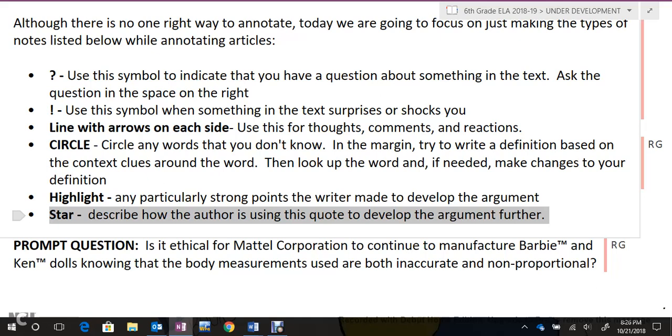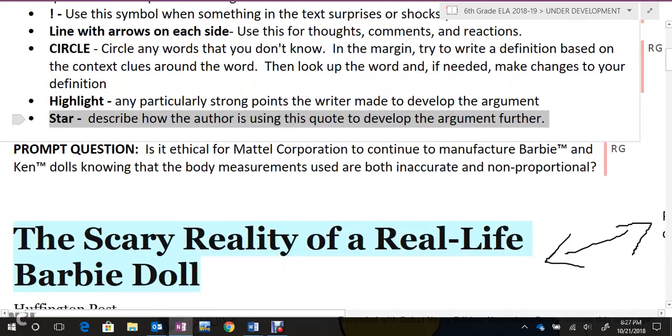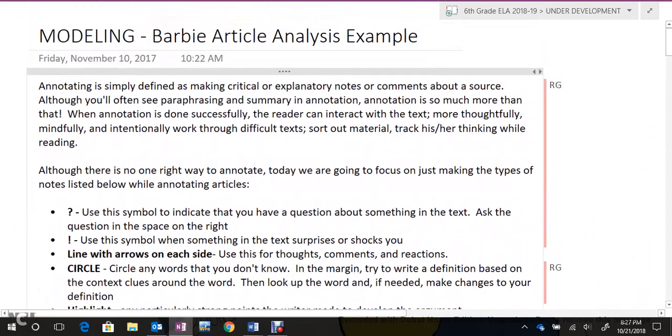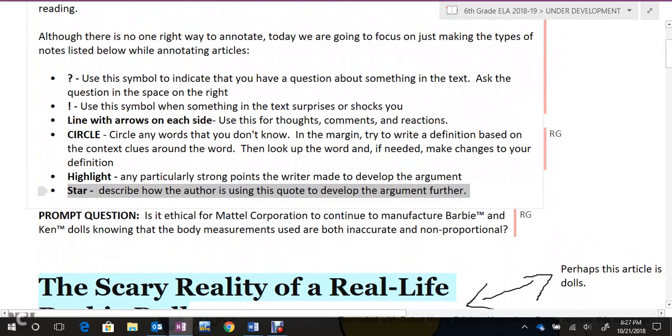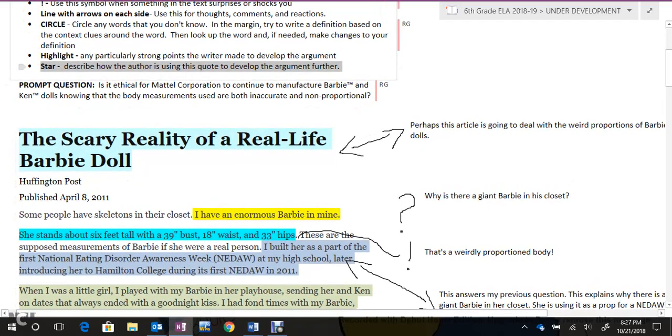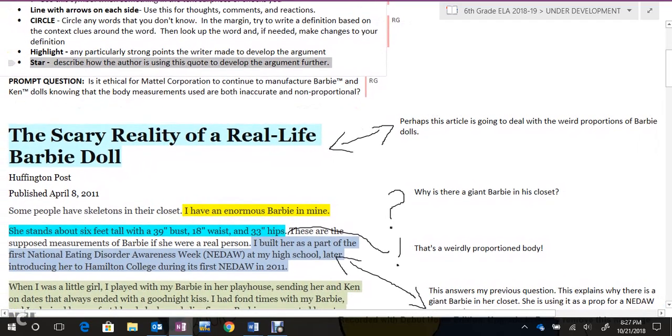And then you'll have a prompt question. I'll get there. Basically, you'll go through this, and you read this article the other day, and so I just wanted to model or show you exactly how these annotations work.